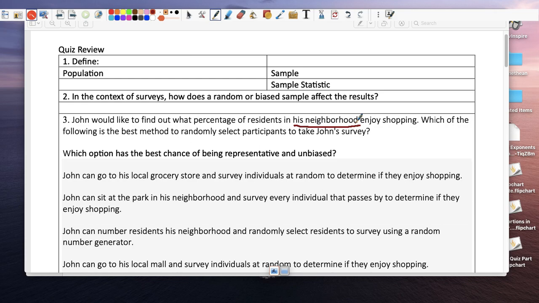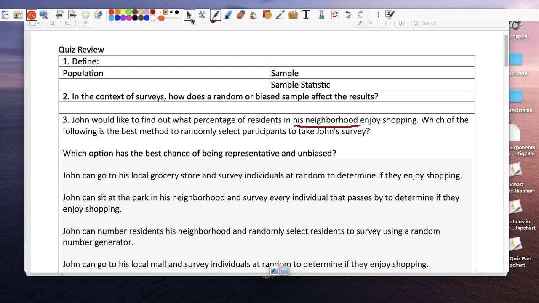John can number residents in his neighborhood and randomly select residents to survey using a random number generator. I think this says it all, right? Put everyone's name, assign everybody a number, put them in a hat, and then randomly select numbers. The people selected are going to be the people interviewed for the survey. Everybody has the same chance of being selected.